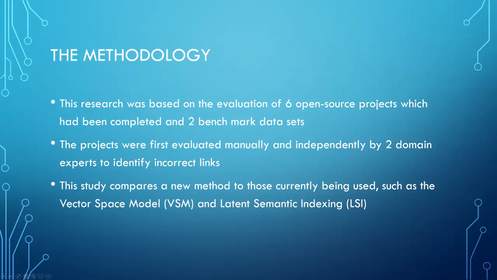Methodology. After manual analysis of 6 open source projects, it's been determined that 52.67% of the incorrect links that are retrieved contain polysemy. This research was based on the evaluation of 6 open source projects which had been completed in 2 benchmark data sets. The projects were then evaluated manually and independently by 2 domain experts to identify incorrect links. The study compares a new method to those currently being used, such as the vector space model and latent semantic indexing.